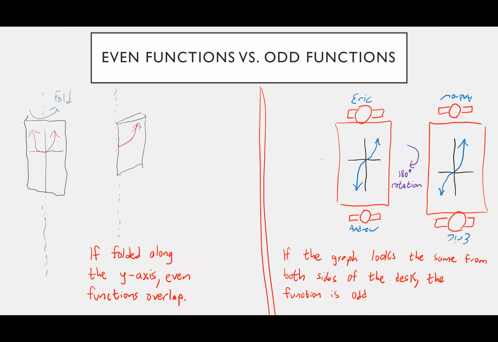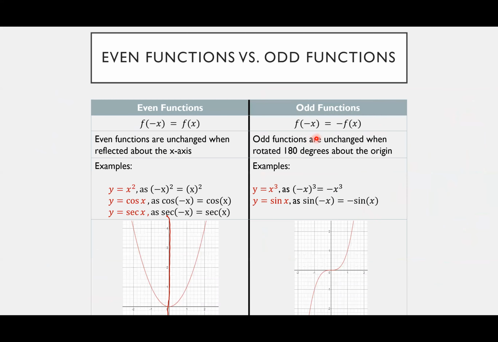If you were to take two people sitting at different sides of a table looking at the graph, so here I've got Eric and Andrew that are both looking at their sheet of paper. What Eric sees from his perspective is exactly the same as what Andrew sees from his perspective. If we were to rotate this paper 180 degrees, the graph would still look like the same shape. Mathematically, though, formulas would look like this. Any questions on even versus odd functions?